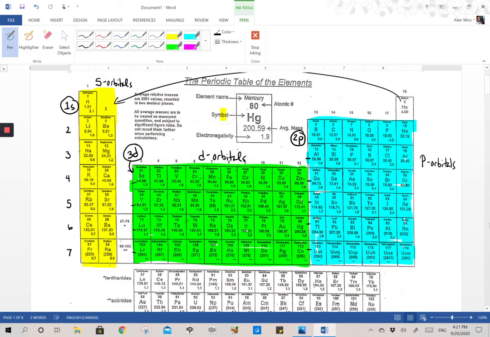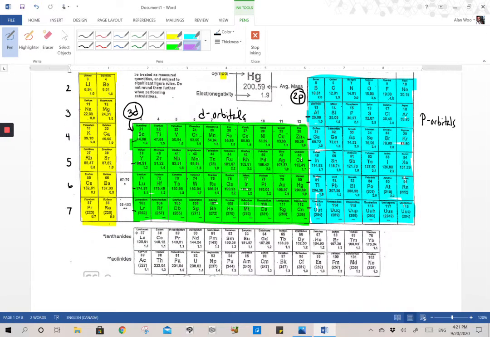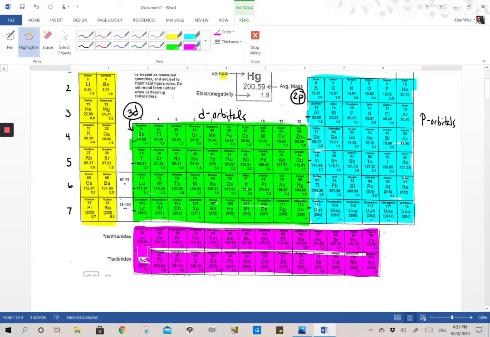Moving down, there's only one more block left, and that is your F block. So these two rows, they actually exist here. Okay, they just got pulled out.